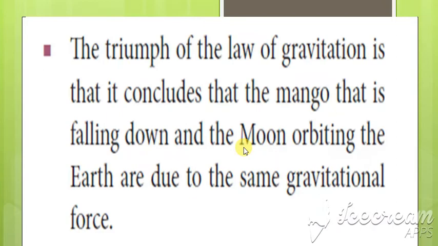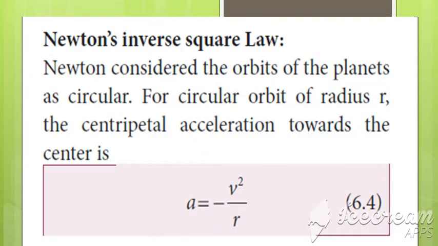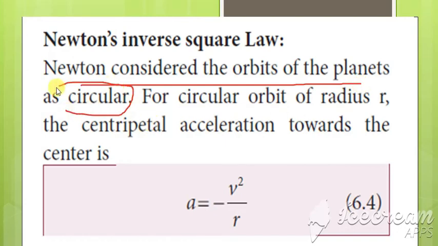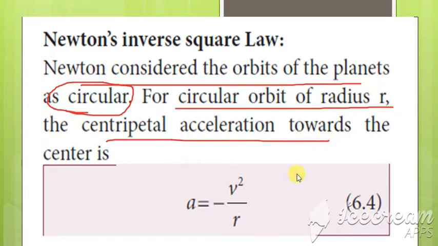The triumph of the law of gravitation is that it concludes the mango that is falling down and the moon orbiting the earth are due to the same gravitational force. Now, Newton's inverse square law: Newton considered the orbits of the planets as circular, and so for a circular orbit of radius R, the centripetal acceleration A is given by this formula, A is equal to minus V square divided by R.